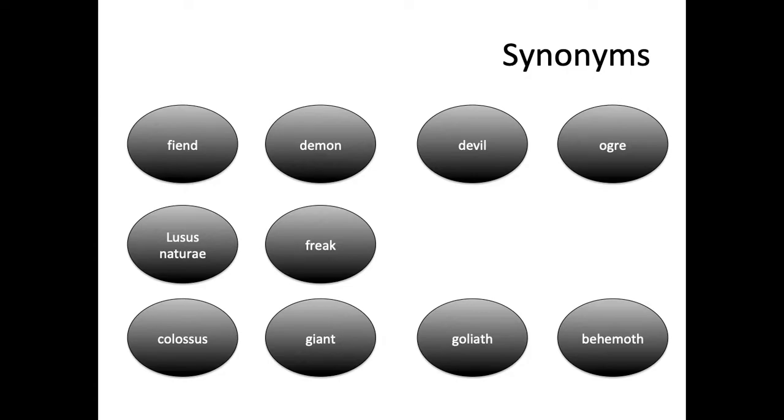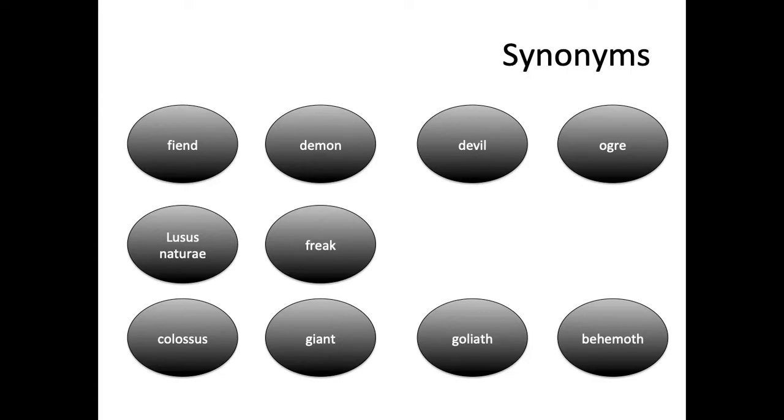A second range of meaning in the second line, lusus naturae, which is the Latin for freak, basically, something weird, abnormal. Finally, in the last line, colossus, which means giant, which is also a synonym for Goliath, and behemoth. All right. So not all those words are synonyms between themselves, but they can be helpful to vary the words you're using.